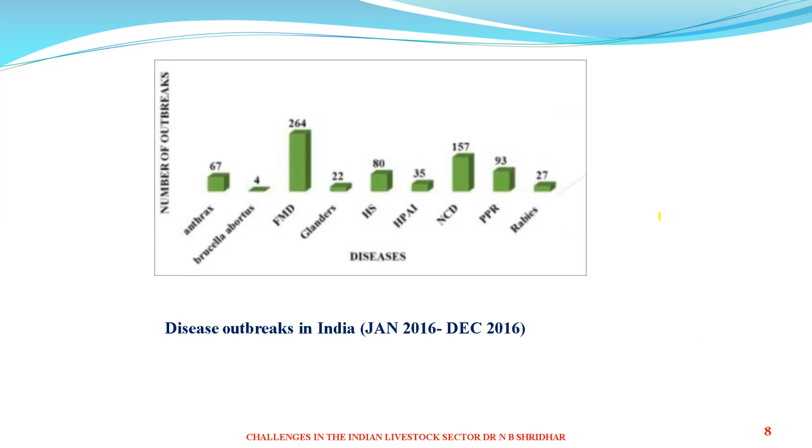Now the disease outbreaks in India from January 2016 to December 2016 show a steady pattern. The number of anthrax outbreaks reported was 67, then brucella 4, then foot and mouth disease the highest, then glanders and HS, then Newcastle disease, PPR, and rabies. In this disease pattern, FMD contributes the top outbreak, followed by Brucella abortus.